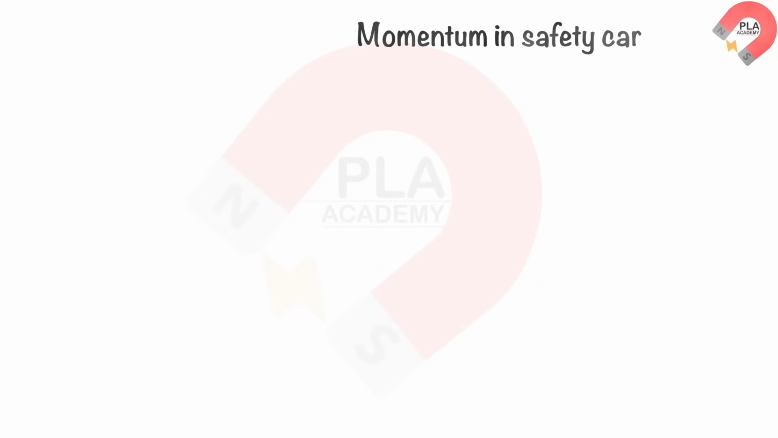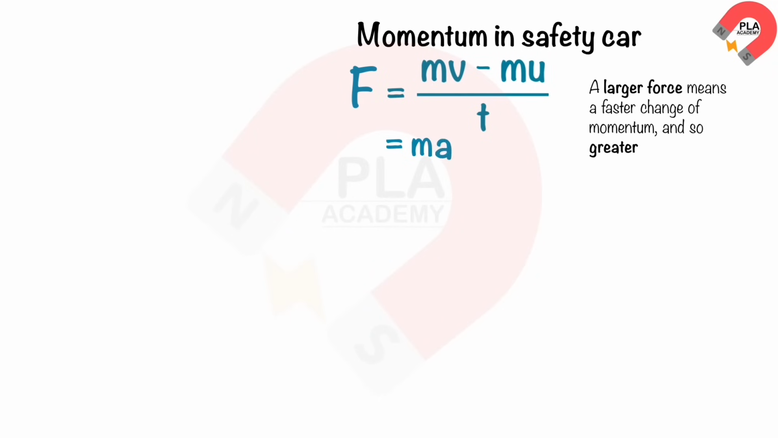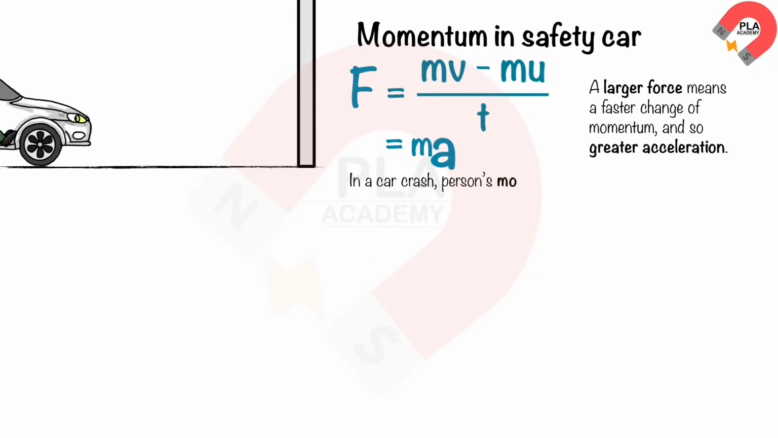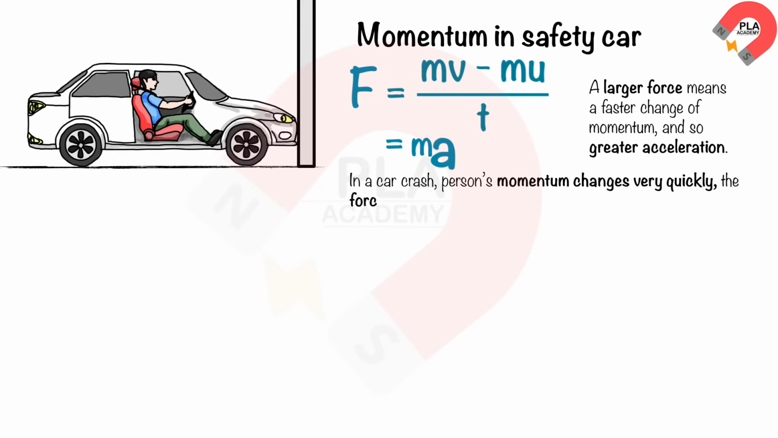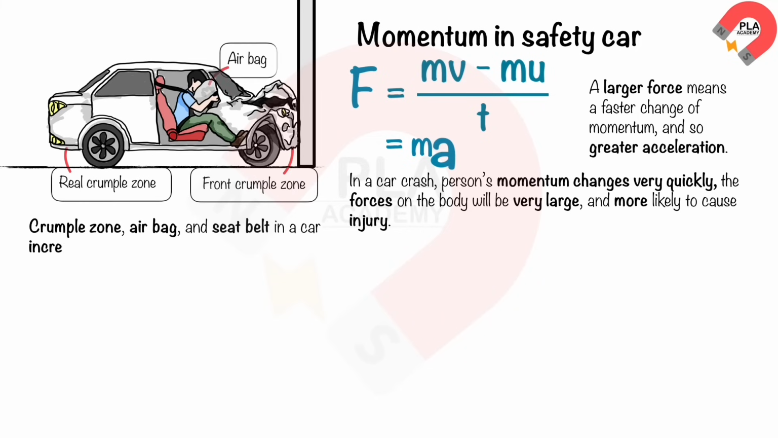Momentum in safety. A larger force means a faster change of momentum, and so greater acceleration. Likewise, if someone's momentum changes very quickly, like in a car crash, the forces on the body will be very large, and more likely to cause injury. Cars are now designed with various safety features that increase the time over which the car's momentum changes in an accident. Crumple zones, airbags, and seat belts in a car increase the collision time.